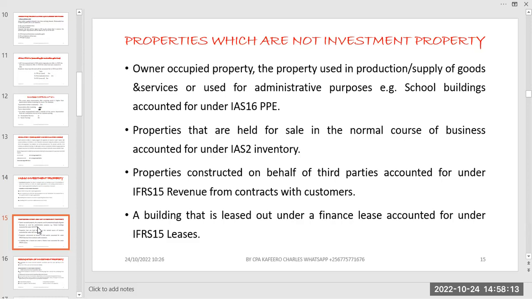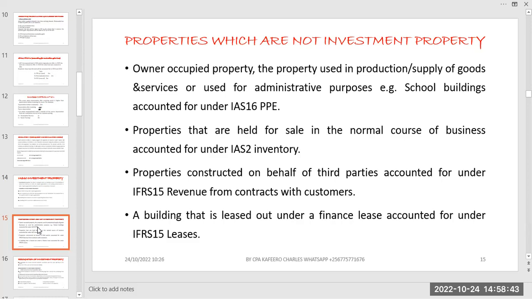Secondly, we have the properties that are held for sale. Properties that are held for sale, that is inventory. You can look at the real estate companies. They deal in land. That's what they sell. They buy and they sell land. They buy and they sell buildings. So that's their inventory. So don't call that investment property, because that's basically the business. That's their stock they deal in. So that's treated under IAS 2.